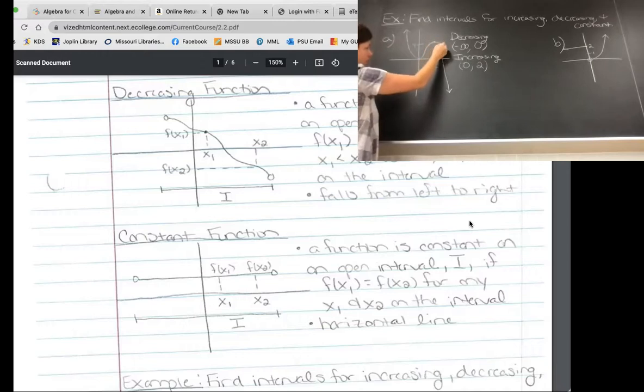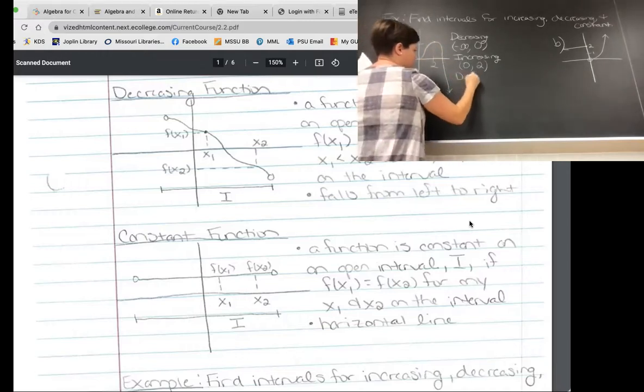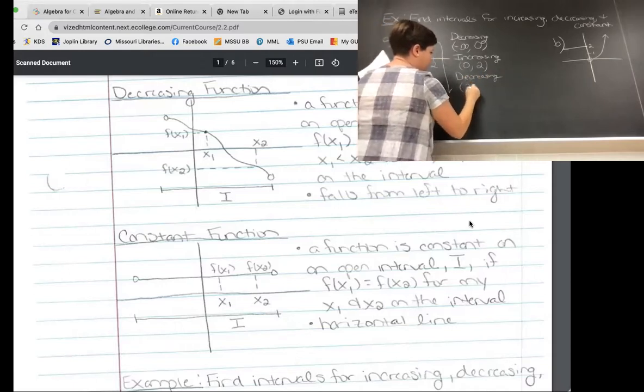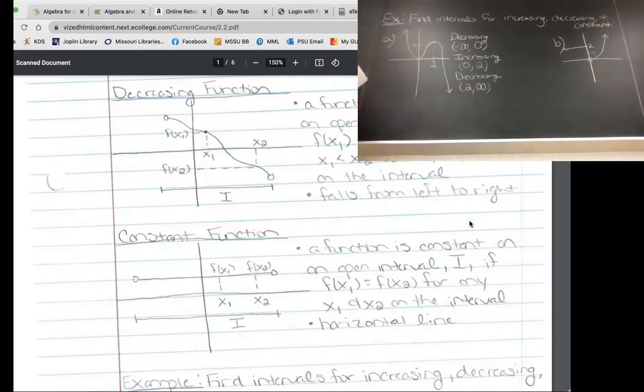And then I'm going to decrease. I'm going to start walking downhill again. So then I'm decreasing again from 2 all the way to positive infinity. So in this graph, we have 2 different sections that are decreasing and 1 section that's increasing, and we don't have a constant section, and that's okay.